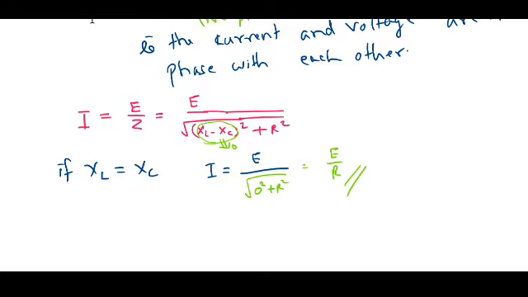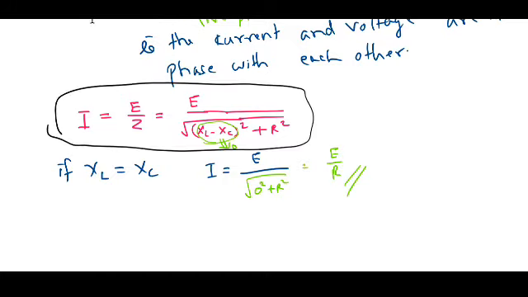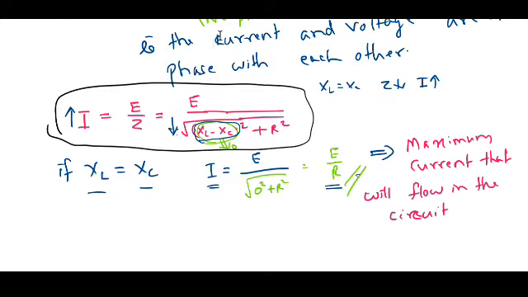If you once again look at this expression, the current in the circuit will be maximum if the denominator is minimum. The denominator gets a minimum value only when XL is equal to XC. That is, when XL is equal to XC, Z is minimum, therefore the current I is maximum. So if XL is equal to XC, this value of current, I equal to E by R, is the maximum current that will flow in the circuit.